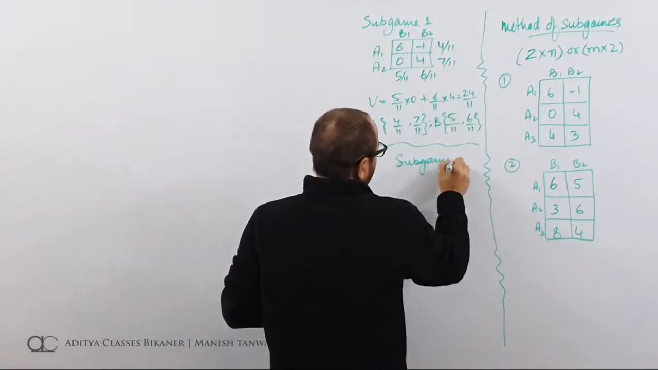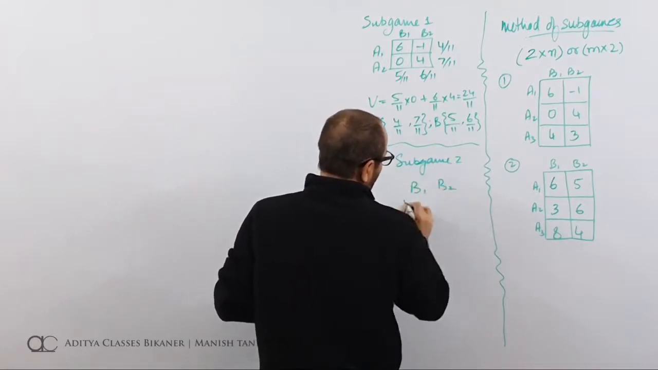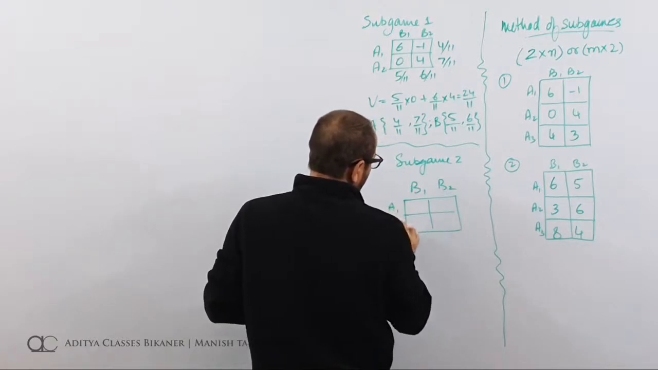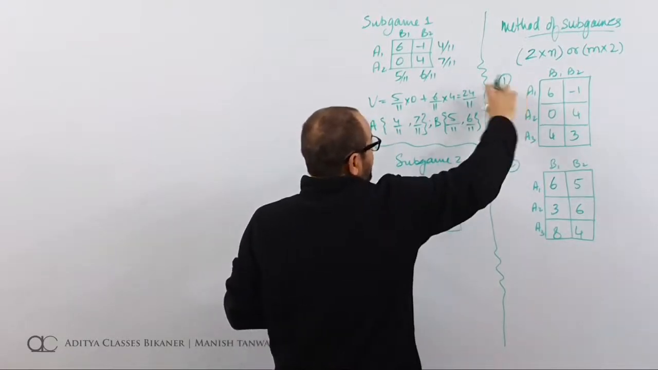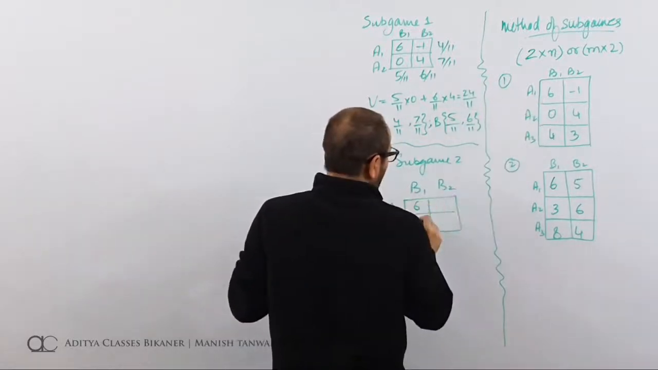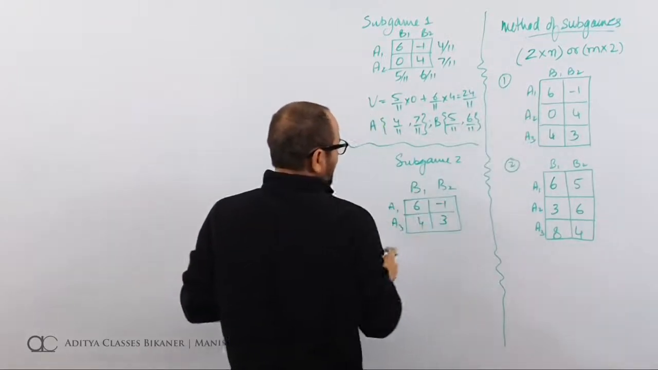Subgame 2, which will be B1, B2 against A1 and A3. A1, A2 is done here. Now I am taking A1, A3. So I get 6 and 4 minus 1 and 3.